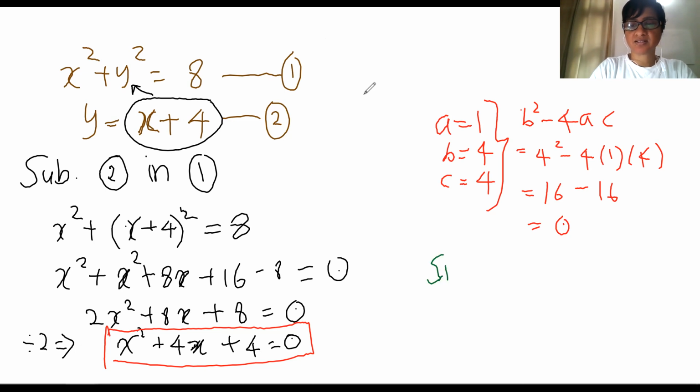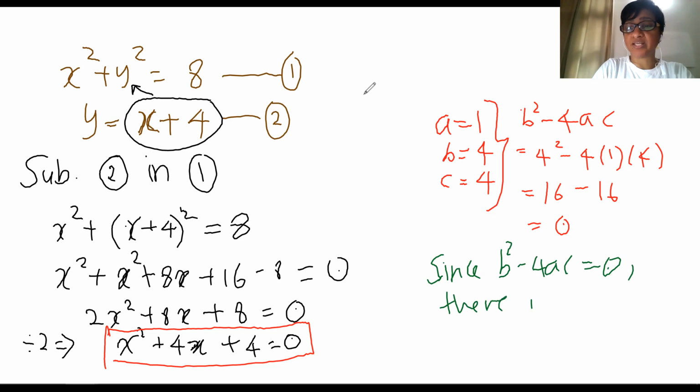Since b squared minus 4ac is 0, there is only 1 intersection point.